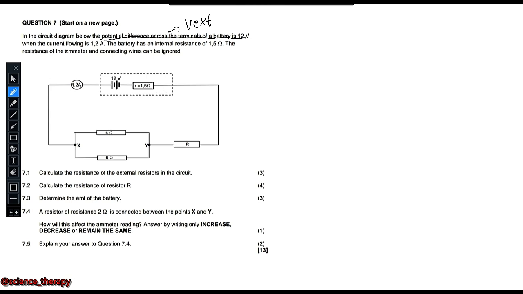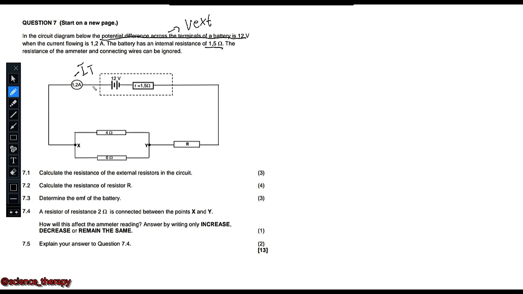When the current flowing is 1.2 amperes, that's our total current. We understand that the ammeter is connected closer to the battery. The battery has an internal resistance of 1.5 ohms. The resistance of the ammeter and connecting wires can be ignored. Then in 7.1, they say calculate the resistance of the external resistors in the circuit.